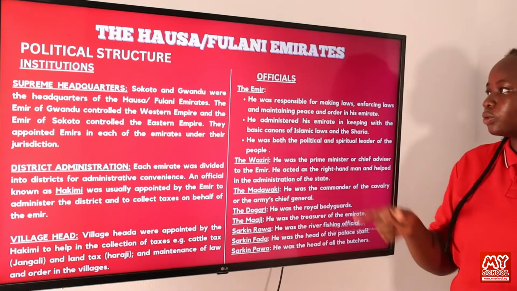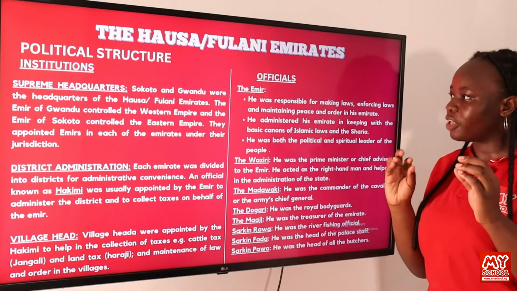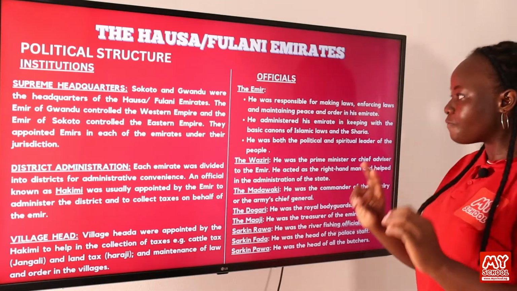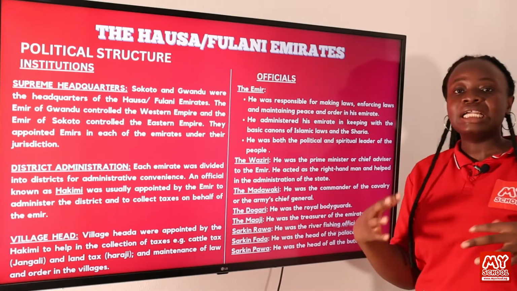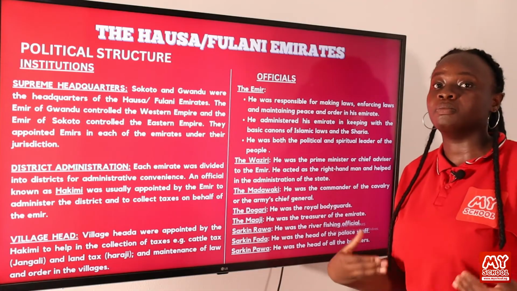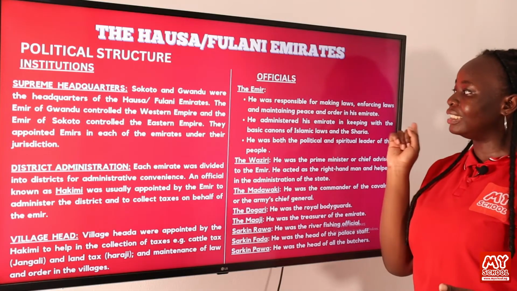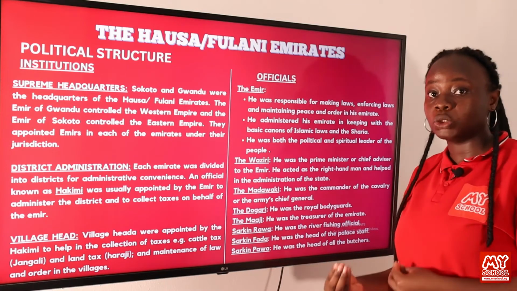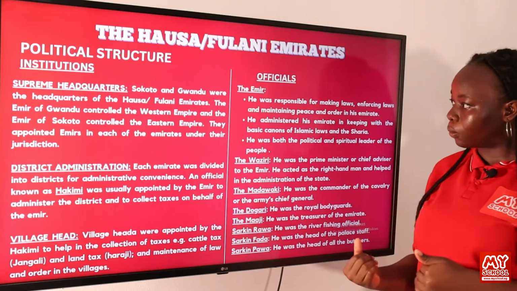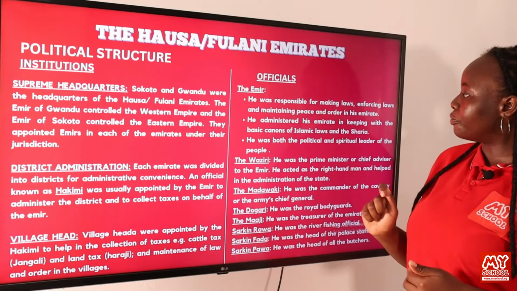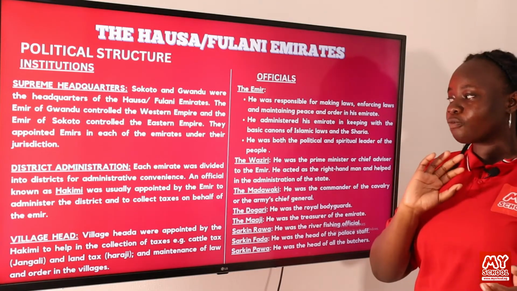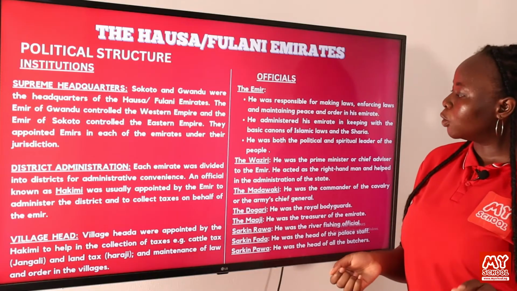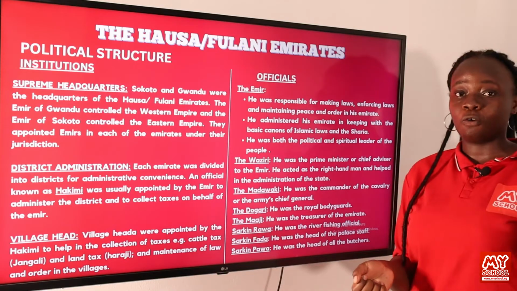Then we also had officials. The emir was at the helm of affairs. He was responsible for making laws, enforcing laws, and maintaining peace and order in his emirates. So this is sort of an absolute monarchy in the sense that he had legislative, executive, and judicial function. This does not mean that there were no checks and balances, as we're going to discuss later on. He administered his emirate in keeping with the basic canons of Islamic law and the Sharia. He was both the political and spiritual leader of the people.